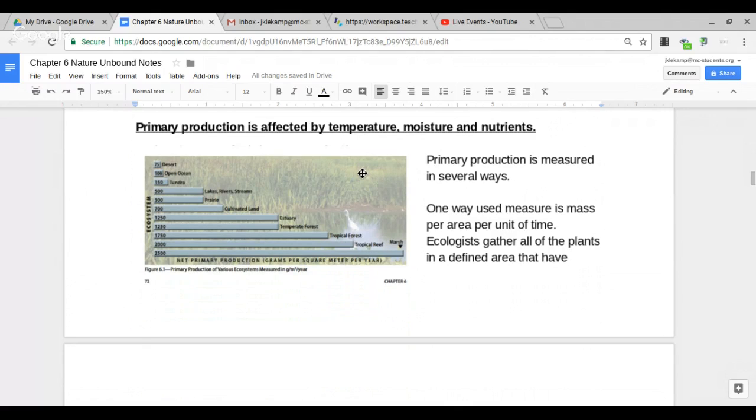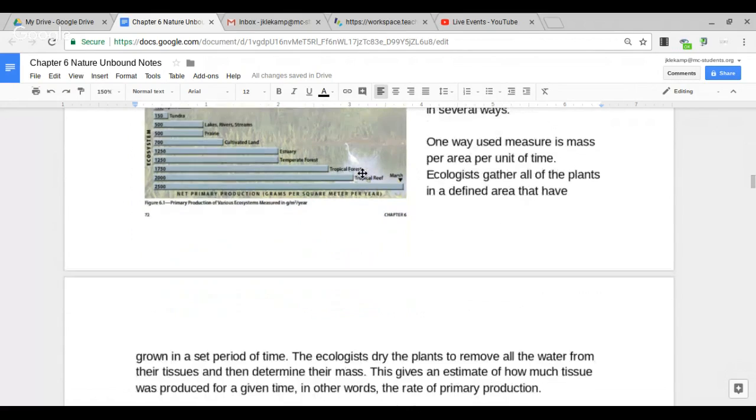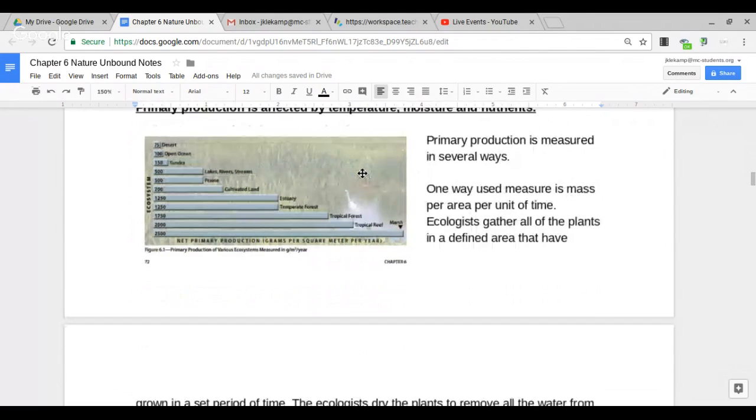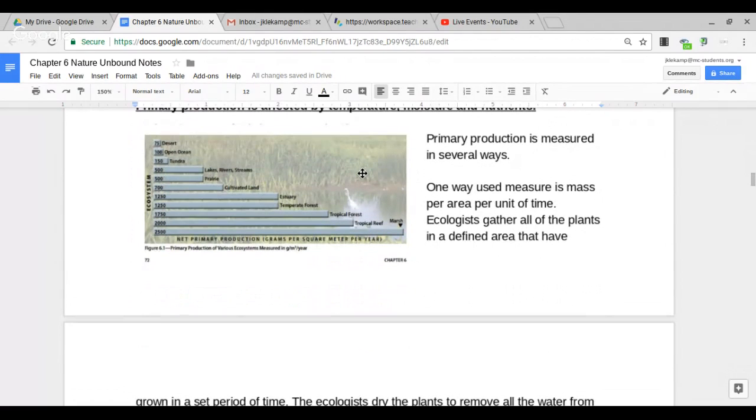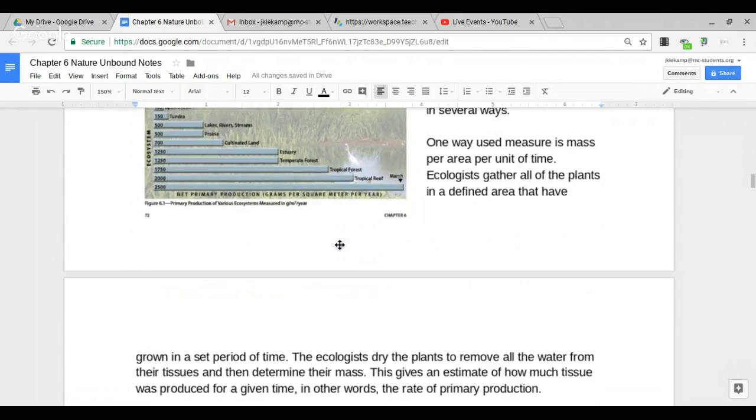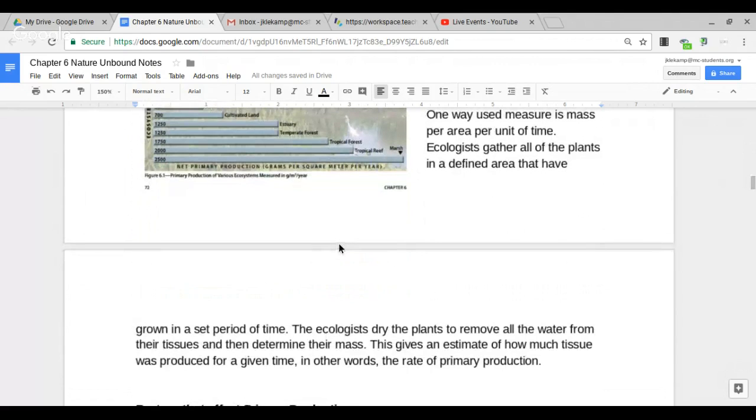Three things that we're going to talk about: temperature, moisture, and nutrients. It's also measured in various ways. One way that we like to measure is mass per unit of time. So when you look at this image right here, you see net primary production, grams per square meter per year. And what you're looking at is primary production based off of different areas or different types of ecosystems.